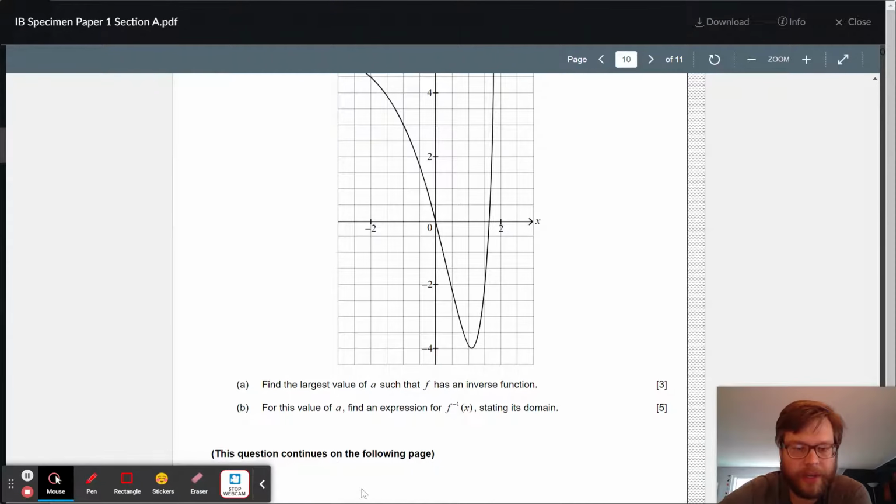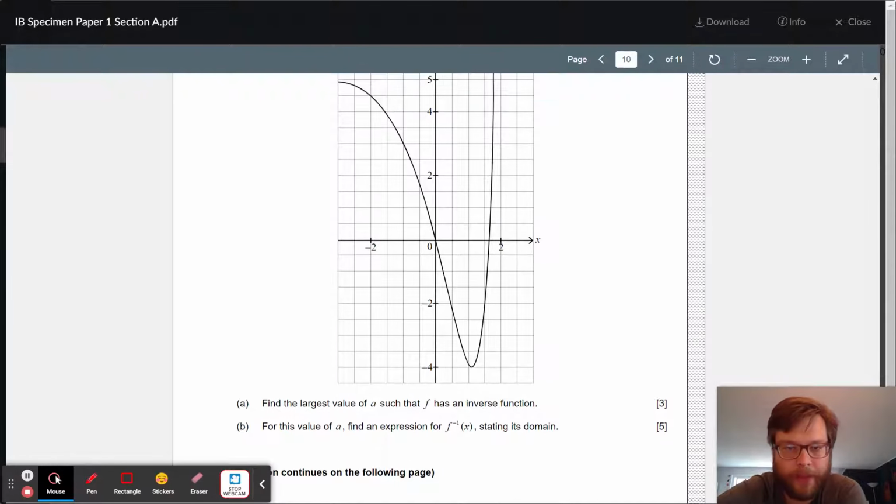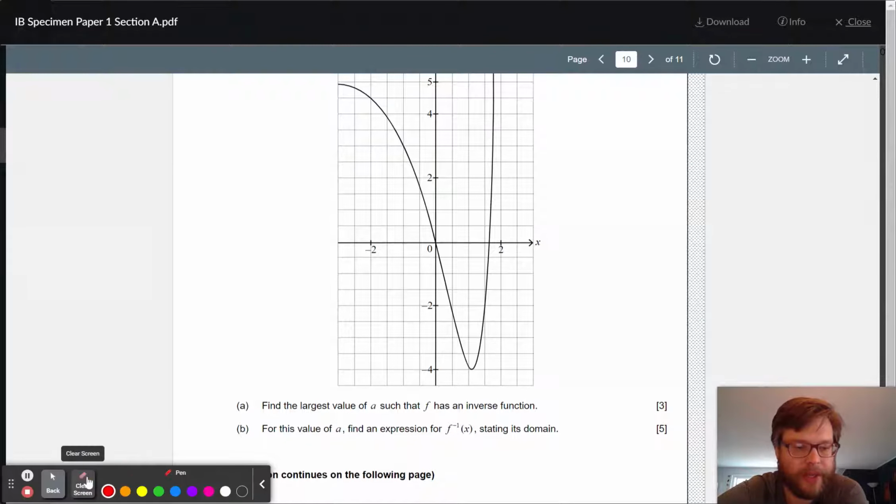So first question, find the largest value of a such that f has an inverse function. Well, something's going to have an inverse that is a function if it passes the horizontal line test. Because when you do an inverse, it switches horizontal to vertical, and a function can't be intersected twice by a vertical line. So what I'm noticing is that this function is decreasing until this point here. And so this point right here is our a value.